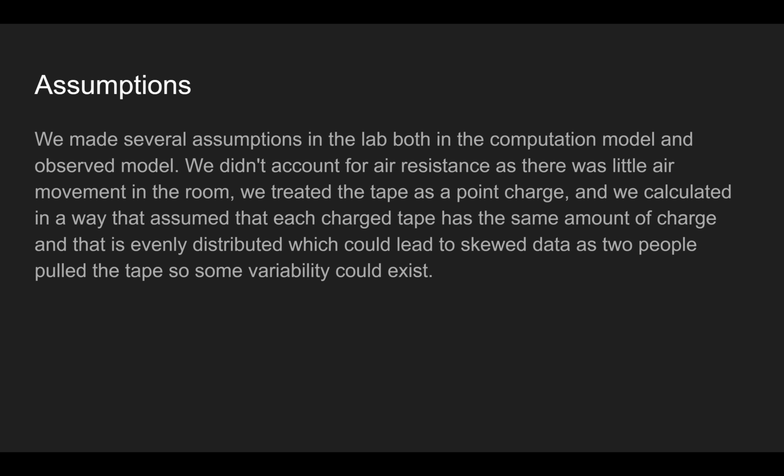That also leads to skewed data, as two people pulled the tape. One person pulled the tape that was attached to the wedges, and one person pulled the tape that was moved around. And those people pulled off at different speeds. Of course, pulling it off faster creates more electrons on the tape. Pulling it off slower creates fewer electrons on the tape.